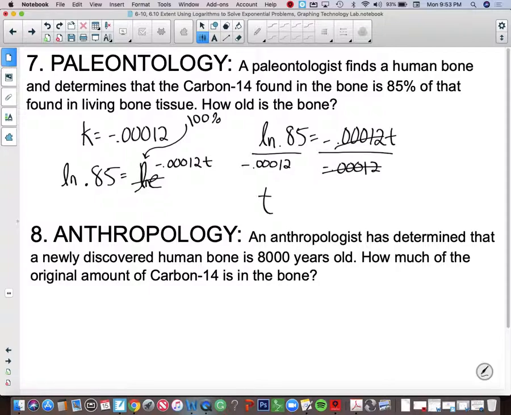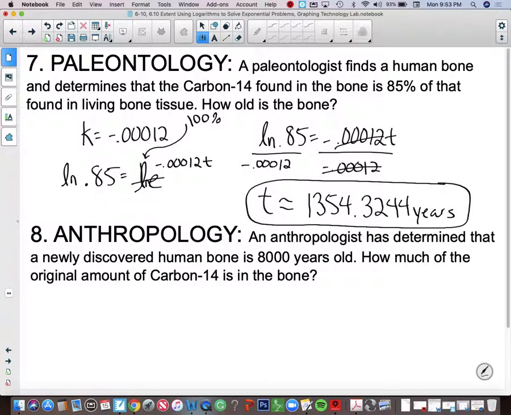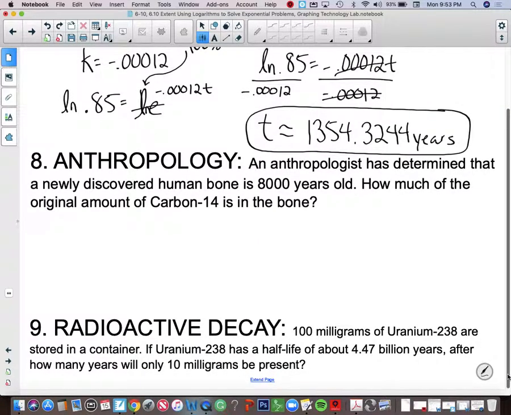Okay, so we're going to get t is approximately natural log of 0.85 divided by negative 0.00012, 1,354 years. And we'll just go to the fourth place here, 1,354. Don't forget your label. That's important because we need to know if we're working with years or minutes or hours or what we're working with. Most of the time with these types of problems, we'll be working with years. But when you get to population models, you could be working with minutes if we're thinking of bacteria or something like that.